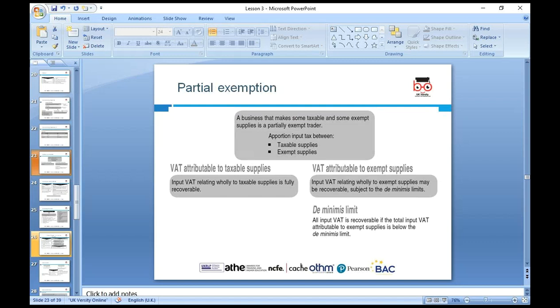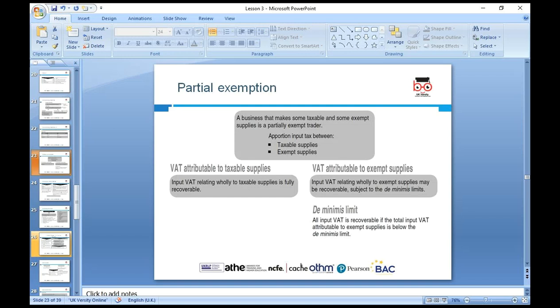Okay, next, partial exemption. Some businesses can be partially exempt: it makes some taxable and some exempt supplies. Exempt means no tax on it. Taxable means you pay the tax, and exempt means you don't.